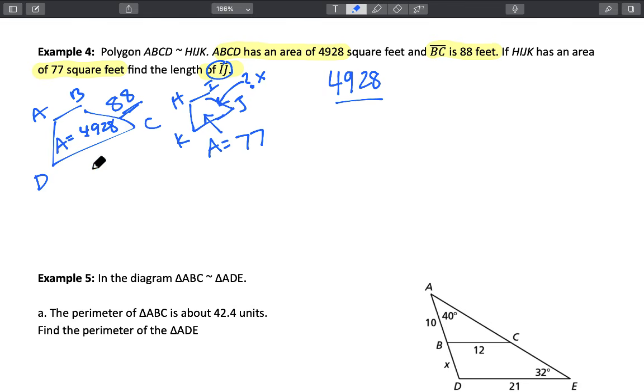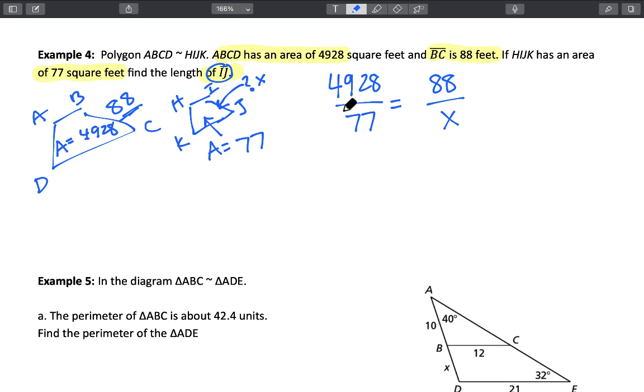4,928, the area of the larger figure divided by the area of the smaller one, should be proportional to the side lengths. So we're going to take the larger side length, 88, and divide it by X. All right, now that we have our proportion set up, we're ready to start solving. However, one thing we got to keep in mind is that we're dealing with area here. And the areas of our similar figures are going to differ by our scale factor, or our similarity ratio squared. So we need to take that similarity ratio found by the corresponding side lengths and square it. Now when we square a fraction like this, we will square both the numerator and the denominator.